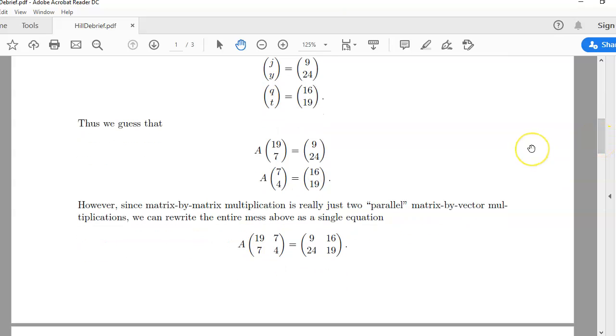Here's the nice trick. Realize that at this point, matrix multiplication is really two parallel vector multiplications. So you have A times (19, 7) going to (9, 24), which is the first column. A times (19, 7) goes to (9, 24). A times (7, 4) going to (16, 19) is the second column. A times (7, 4) going to (16, 19). So now I have these two separate equations as one. This is very powerful. This is now only one equation. If I can solve this equation for A, I've got the key.